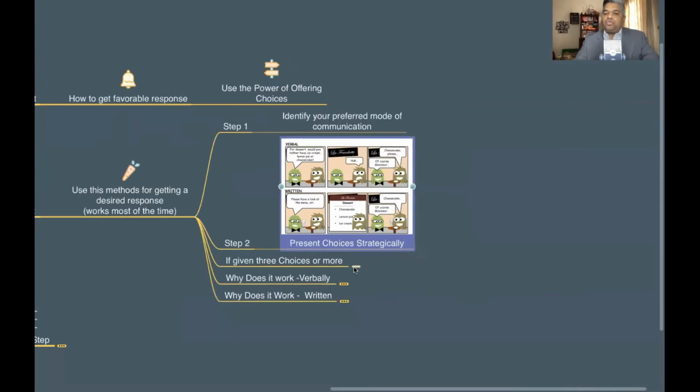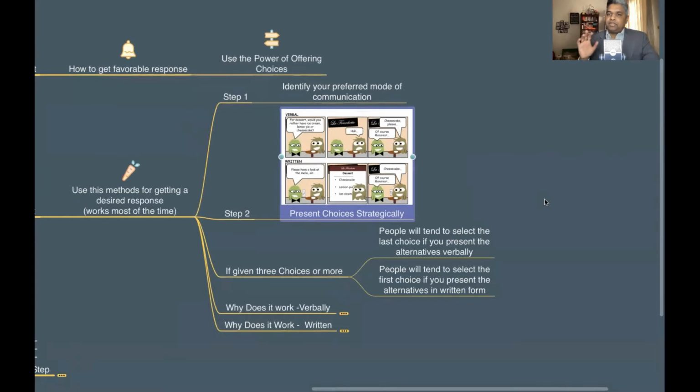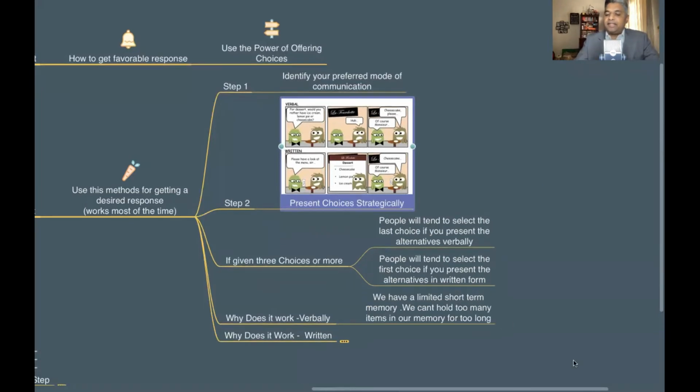If you want a favorable response, always give people choices. The ideal number of choices is 3. People will tend to select the last choice if you present the alternatives verbally. If you are giving these alternatives in writing, people will tend to select the first choice. Now, why does it work like this?